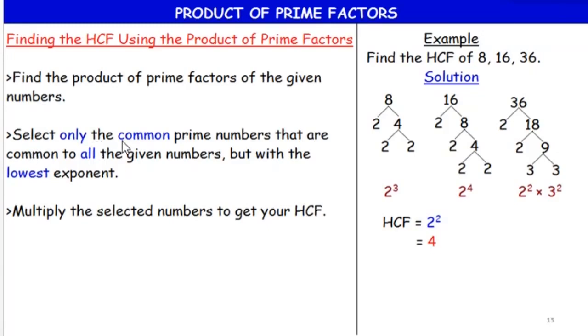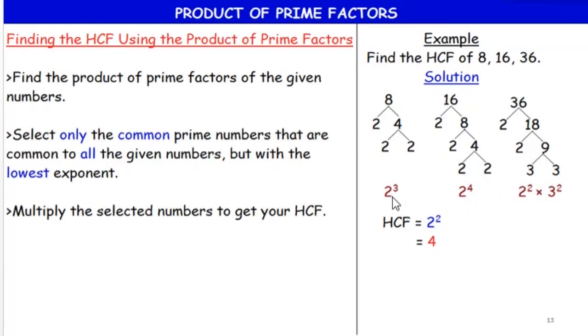Now we have to select only the prime numbers that are common to all the given numbers, but with the lowest exponent. So for HCF, we are going to compare the various products of prime factors, and our aim is to select only the common prime factors that are common to all the given numbers. So there shouldn't be a situation whereby the prime number will only be common to 8 and 16 and not common to 36. No, the number must be common to all the given numbers, right?